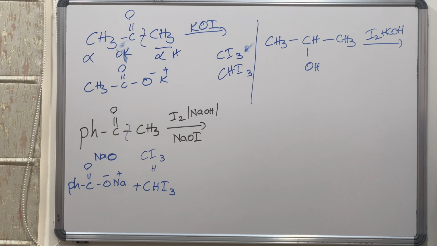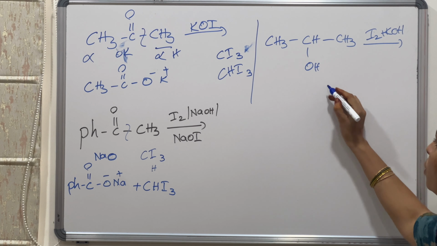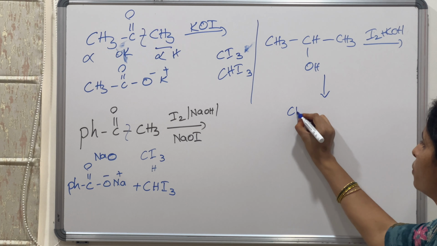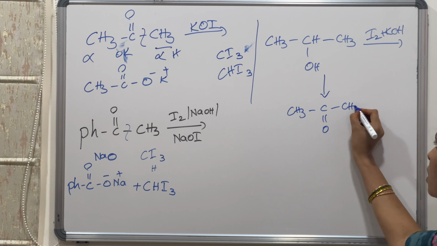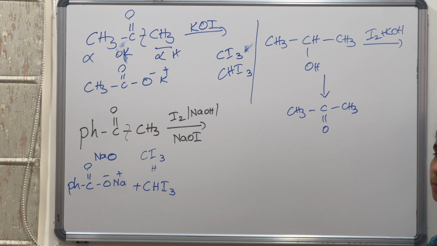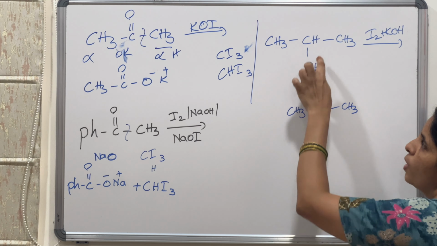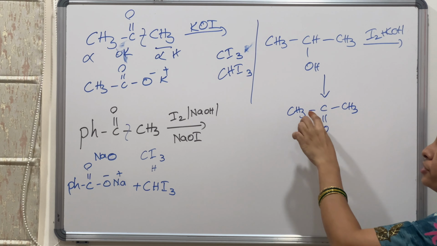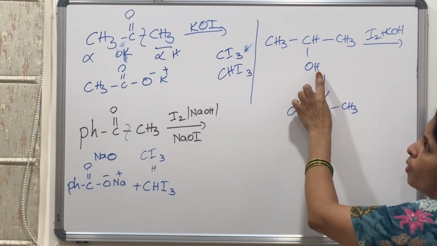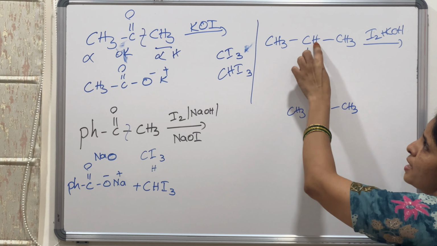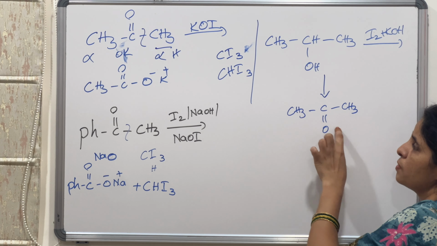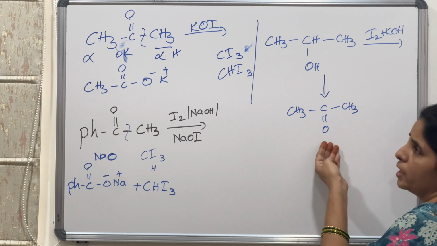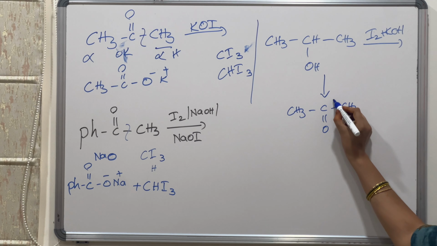Here first, as it is an oxidation, you assume this alcohol will be oxidized to ketone. So what will it become? It will become CH3 C double bond O CH3. Oxidation. Here you just remove these 2 hydrogens as it is an oxidation. As you are removing hydrogens from this oxygen and this carbon, you place a bond between these two. This will become a double bond, C double bond O. Here is your acetone.